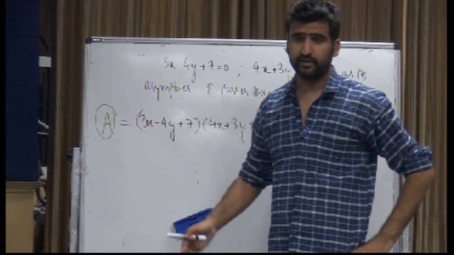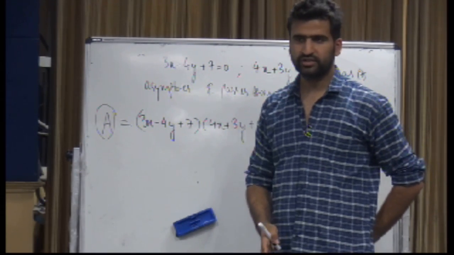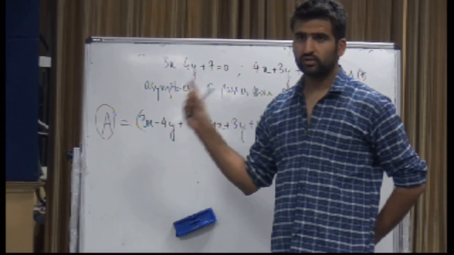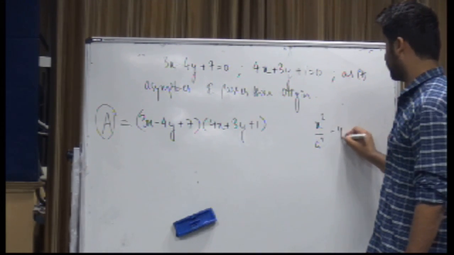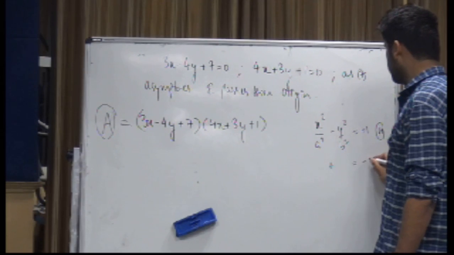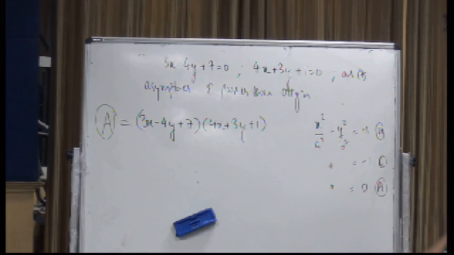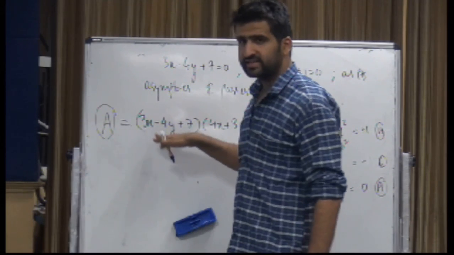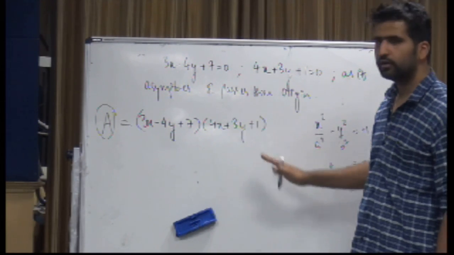We've seen in all the cases that the hyperbola, the conjugate hyperbola, and the asymptotes all have similar equations. They only differ in the constant terms, right? Remember, whenever we have x square upon a square minus y square upon b square equal to plus 1, this is the hyperbola. Conjugate will be minus 1 and asymptotes will be 0. Adding these two and dividing by 2, in the case of asymptotes we'll get 0. So all the coefficients of x square, y square, x and y remain the same. Only the constant term will change.